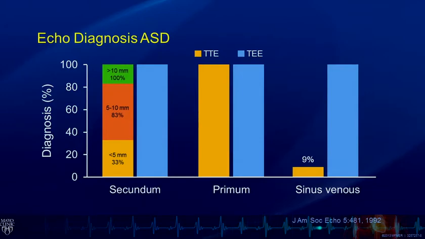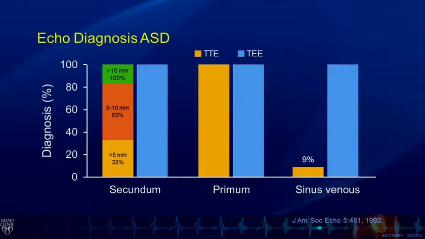On transthoracic echo, we are quite good at evaluating and detecting large secundum defects. If they're greater than 10 millimeters, we really should be able to identify all of these defects. The small defects less than 5 millimeters are much harder to detect with transthoracic imaging, and we may miss up to 2/3 of those. However, with transesophageal echo imaging, we should determine and detect all of these types of defects.